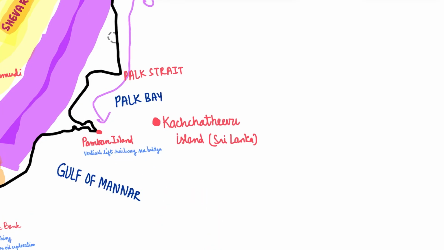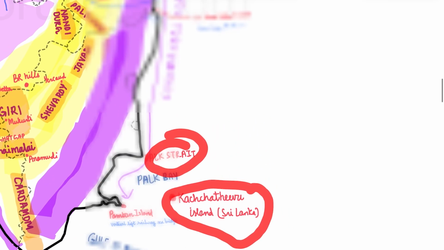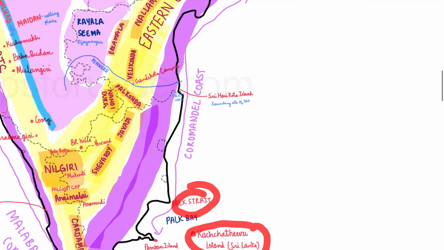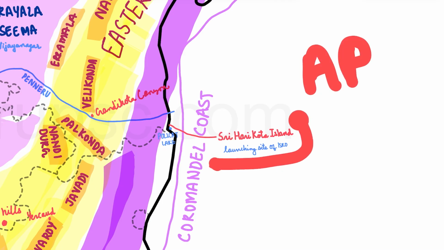So Dhanushkodi is also there. Then Kachativu Island, we have read about it, and the Palk Strait as well. So here there is one lake which is known as the Pulicat Lake. This is also in news, and closer to Pulicat Lake, there is Sriharikota Island, which is also in Andhra Pradesh. This is the launching site of ISRO.